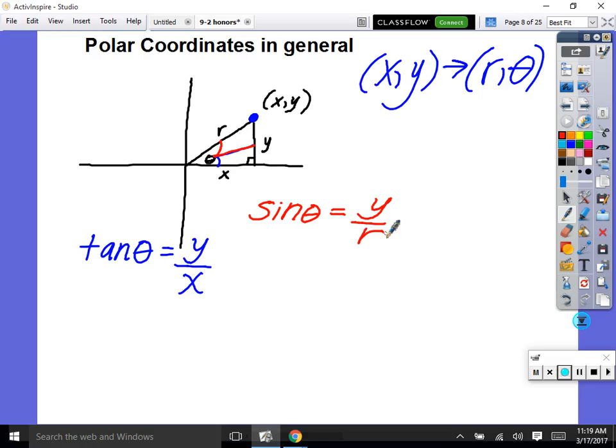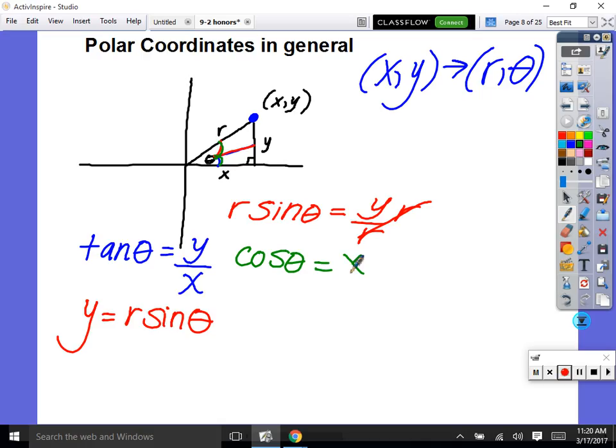So now let's have it in y equals form. Let's multiply both sides by r. So we're also going to be using y is equal to r times sine of theta. Now we also could say from theta we have our adjacent and hypotenuse, which is cosine. So cosine of theta equals x over r. Now let's get it into x equals, so we'll multiply both sides by r. So another thing we're going to be using is x is equal to r cosine of theta.